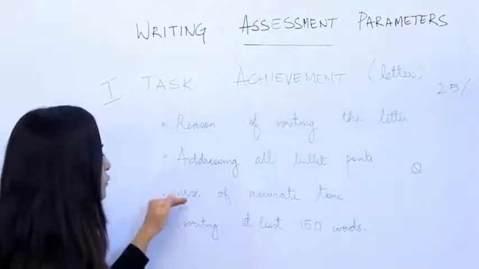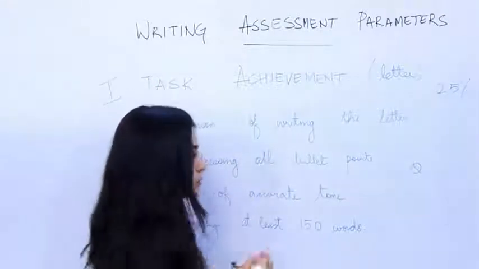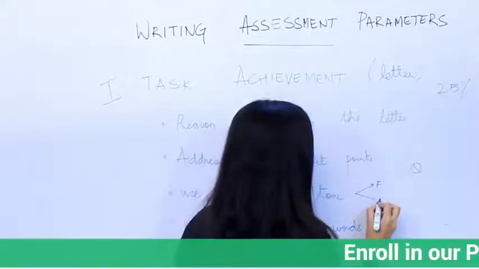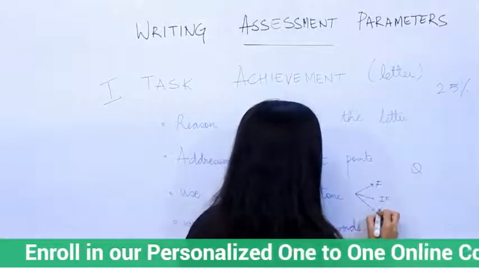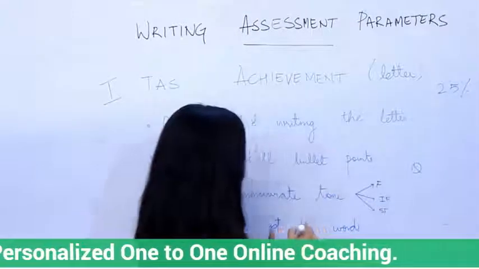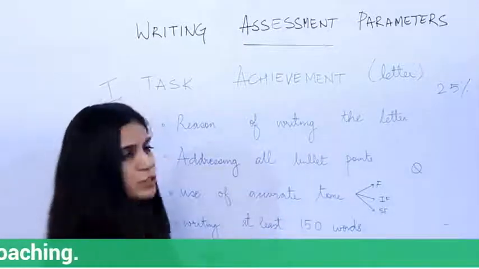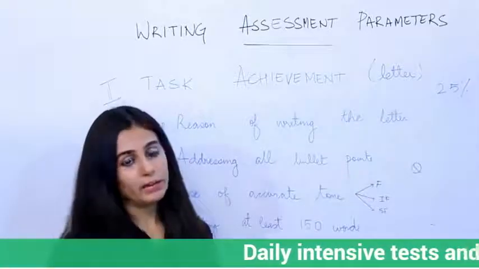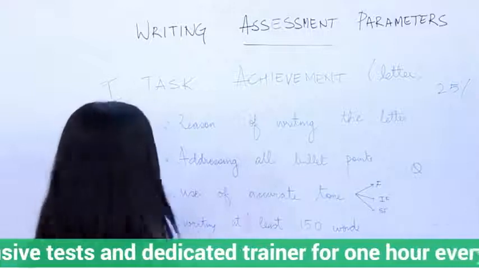Next is use of accurate tone. So there are 3 kinds of letters: formal, informal and semi-formal. The tone in all these 3 types of letters is different. So you need to be very careful while writing these types of letters. They should have a different tone.